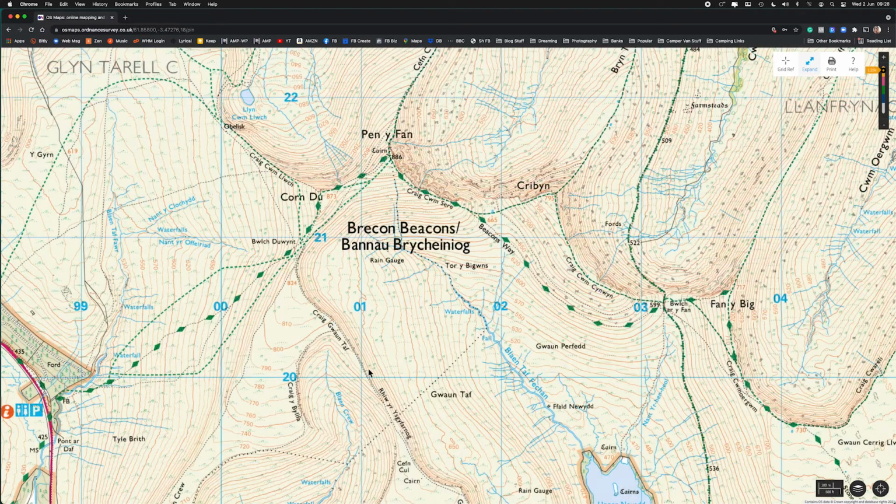So in the next video I'll talk about how to use these grid squares to be able to identify exactly where you are on the ground, using the features on the ground, using a compass, using a piece of equipment called a roamer, and that will help you be able to tell people where you are when you're out walking or wild camping.